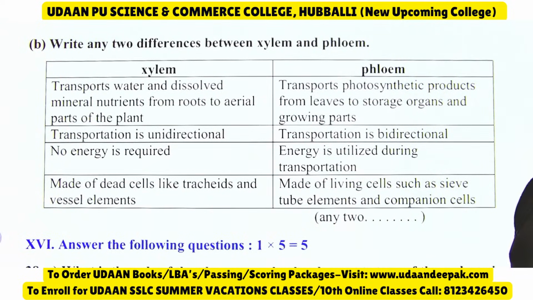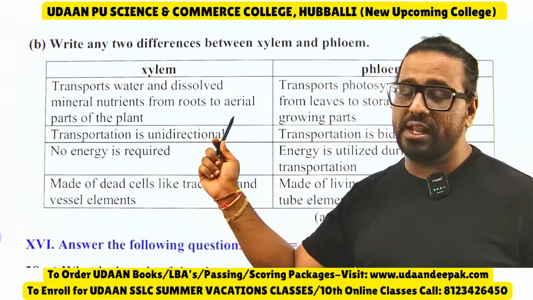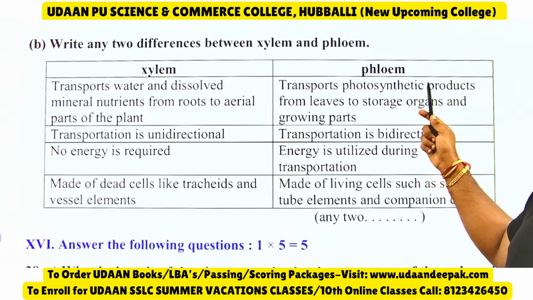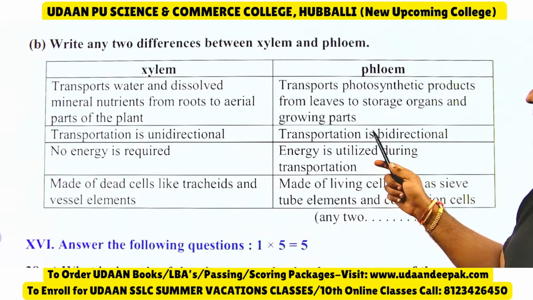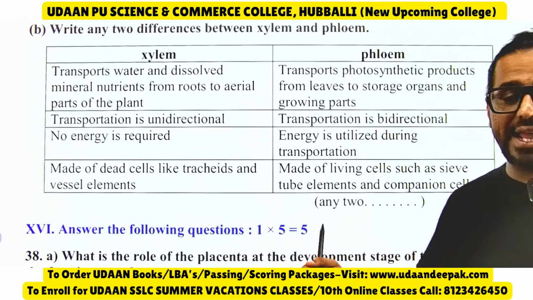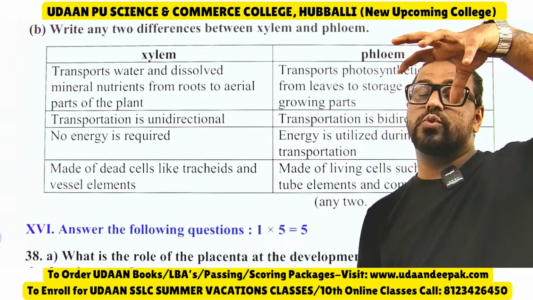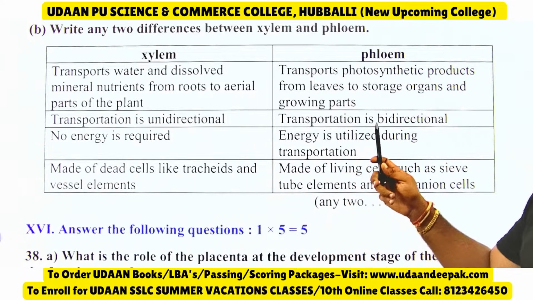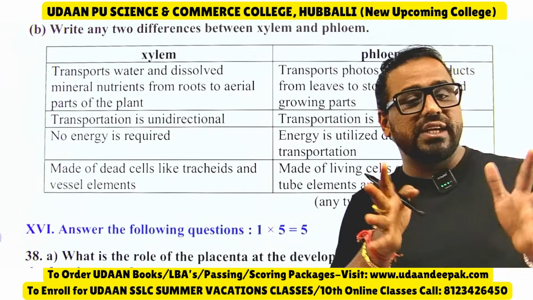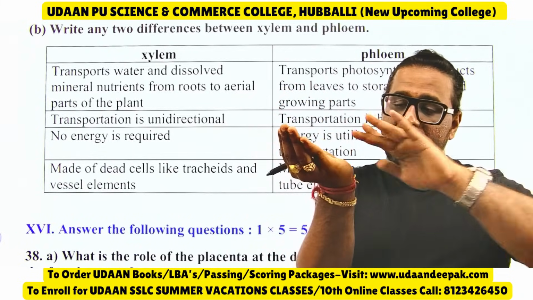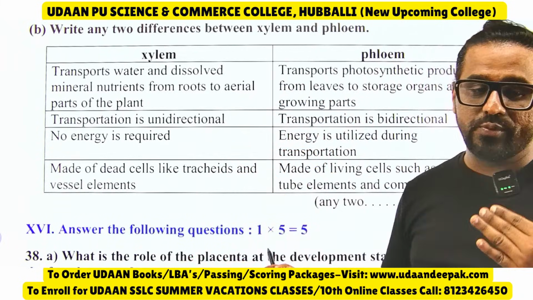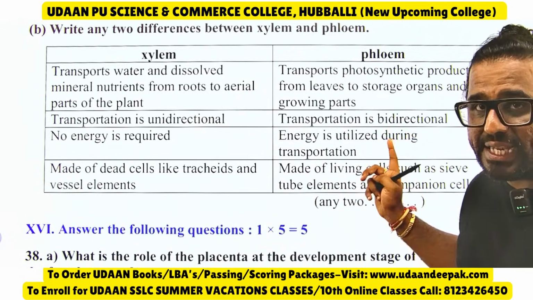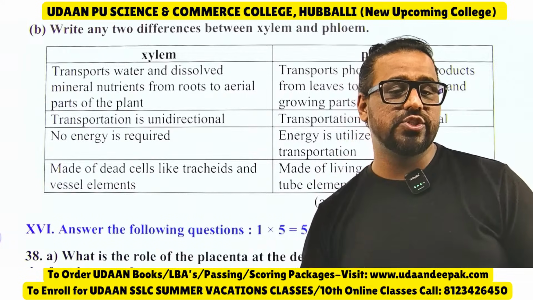See, xylem transports water and dissolved mineral nutrients from roots to aerial parts, that means all parts of the plant body. Phloem transports food, photosynthetic products, from leaves to storage organs and growing parts. Transport in xylem is unidirectional, from roots upward only, to all parts of the plant body, whereas transport in phloem is bidirectional or multidirectional, since food is prepared in leaves and goes to all parts of the plant body. No energy is required in xylem, whereas energy is utilized during transportation in phloem in the form of ATP, that is adenosine triphosphate, you should remember.